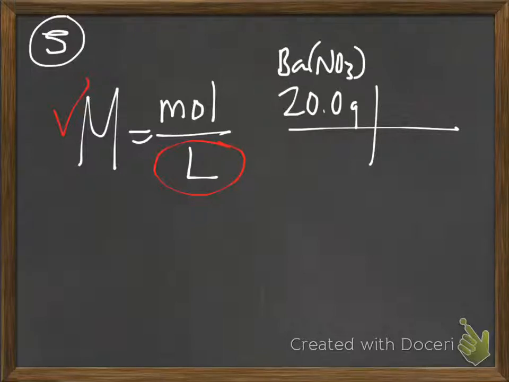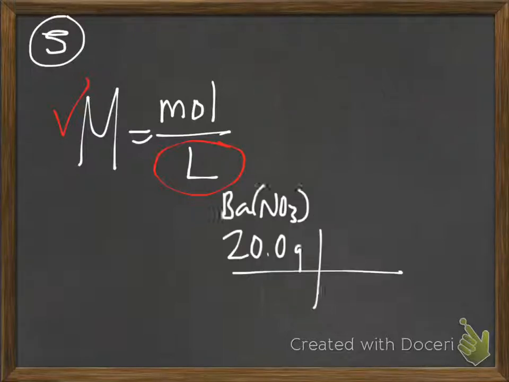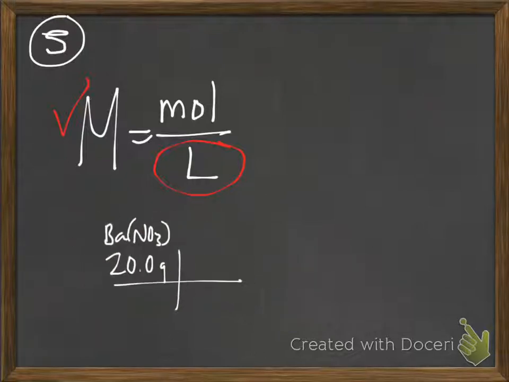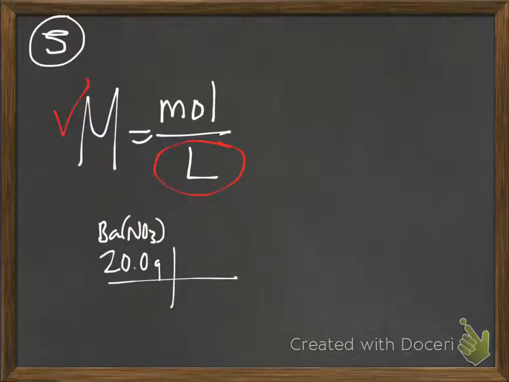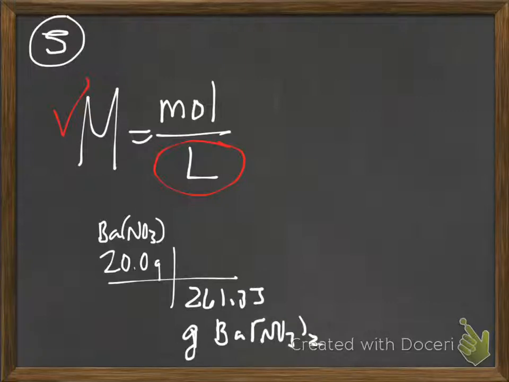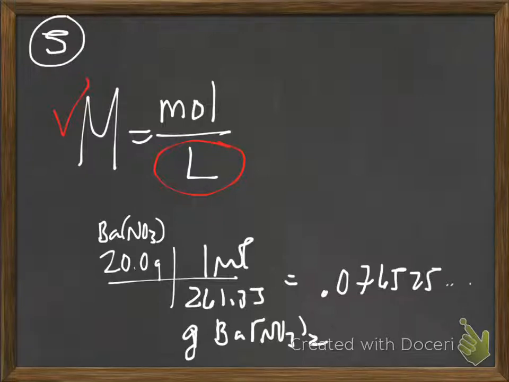And barium nitrate, she is some heavy stuff. She is quite the compound. So molar mass of 261.35 grams of barium nitrate in 1 mole. And that gives you 0.076525, blah, blah, blah. So we've got a tiny, tiny, tiny little number of moles that's actually needed.